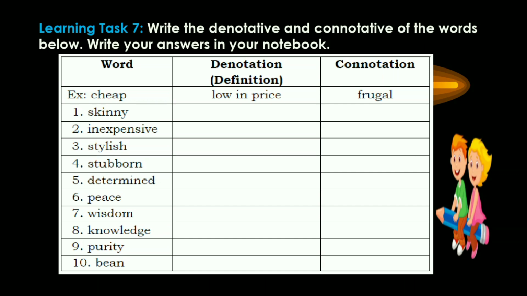For learning task number 7, you're going to write the denotative and connotative meaning of the words here. So, example, cheap. The denotation is low in price. The connotative meaning is frugal. So you will be given 5 minutes to do this task.